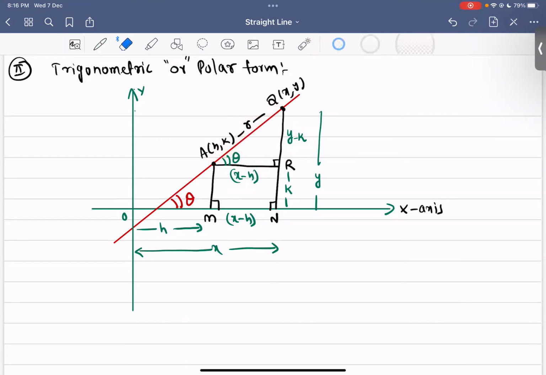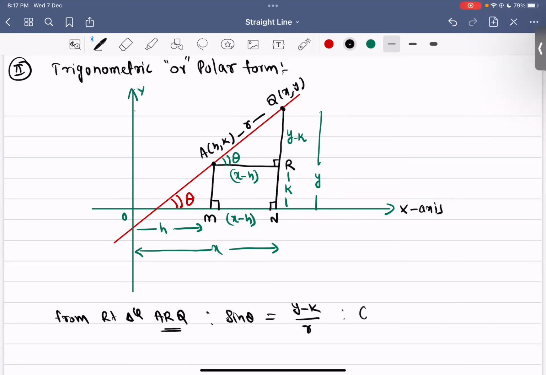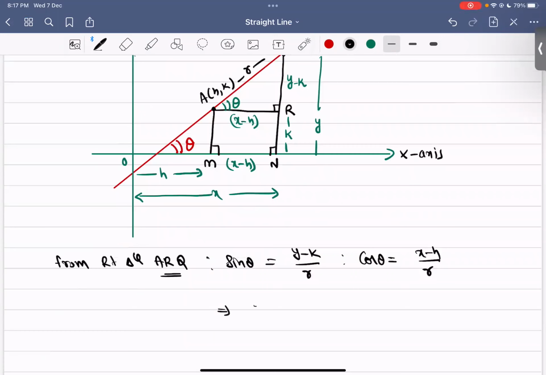Now from right triangle ARQ, what is sine theta? Opposite by hypotenuse, that is y minus k by r. And what is cos theta? Adjacent by hypotenuse, that is x minus h by r. So from this one, r is equal to what? y minus k by sine theta. This is number one. From the second one, r is equal to x minus h by cos theta. This is number 2. Now equate both the r's.